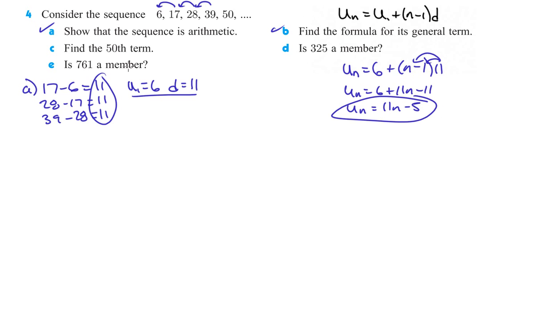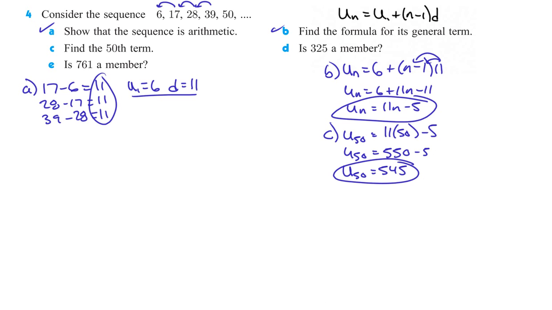Okay. Part C, find the 50th term. So once we have this here, this was B, we can say u of 50. So our n is going to turn into 50. So we do 11 times 50 minus 5. All right, so we get u sub 50. Let's see, 11 times 5 is 55. Add a 0, so we get 550 minus 5. So the 50th term is going to be 545 for part C here.